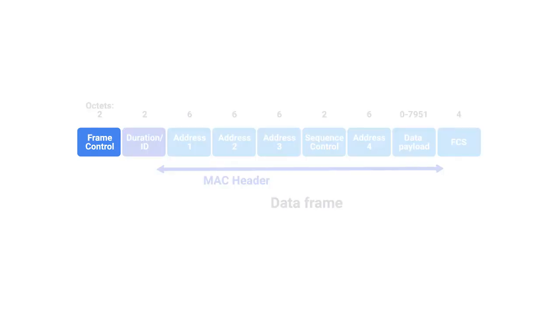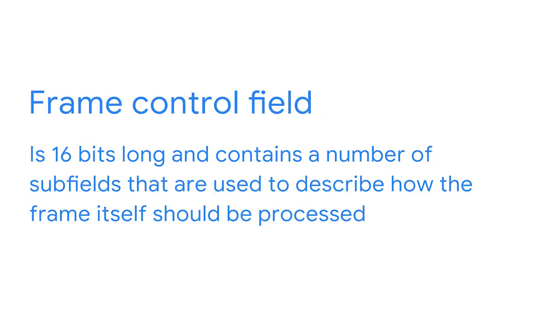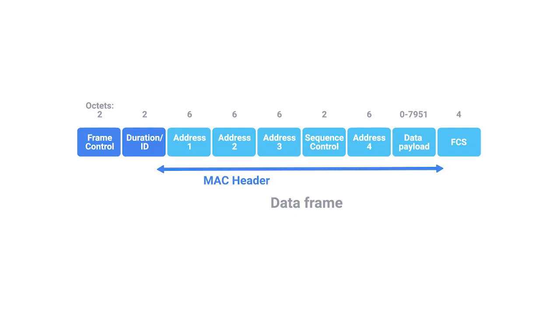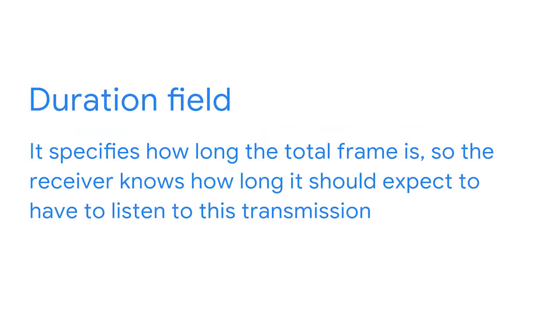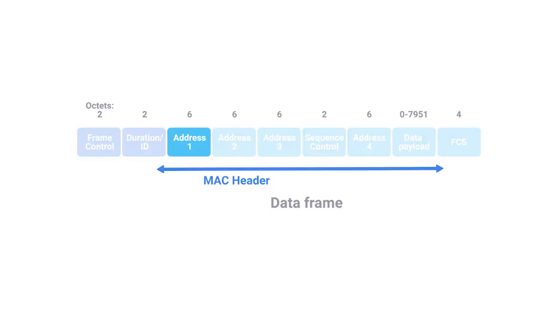An 802.11 frame has a number of fields. The first is called the frame control field. This field is 16 bits long and contains a number of subfields that are used to describe how the frame itself should be processed. This includes things like what version of the 802.11 was used. The next field is called a duration field. It specifies how long the total frame is, so the receiver knows how long it should expect to have to listen to the transmission. After this are 4 address fields.